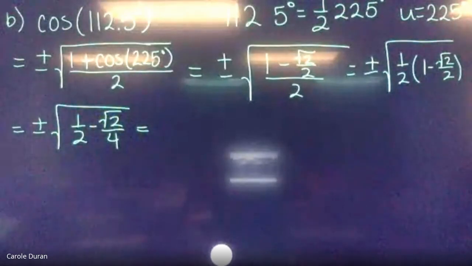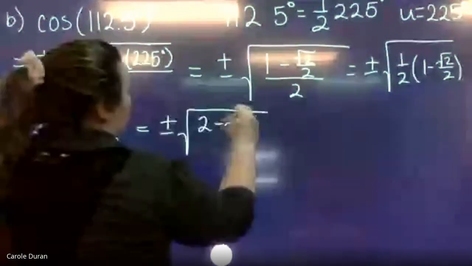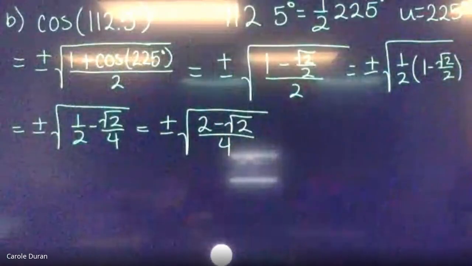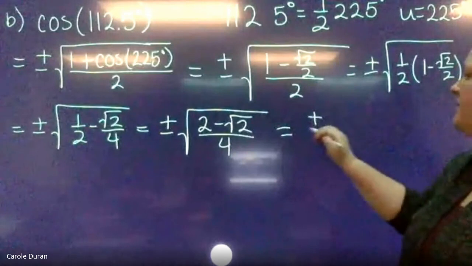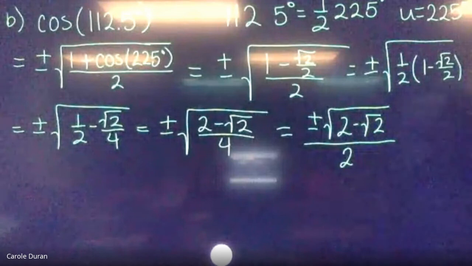What next? Create a common denominator so I can put the 2 fractions together. Here that means turning the 1/2 into something over 4. So I multiply the top and bottom by 2, and that gives me 2 over 4, which I can then write as 1 fraction, which becomes 2 minus the square root of 2 over 4. I can reduce it by taking the square root of 4 because I know that that's a perfect square. And this becomes positive and negative square root of 2 minus the square root of 2, all over 2.